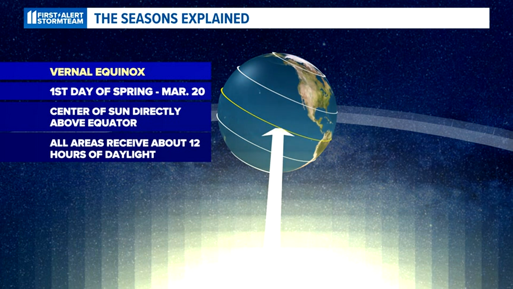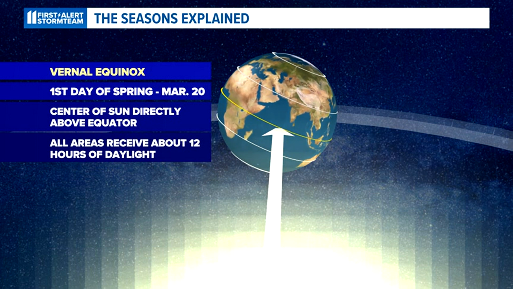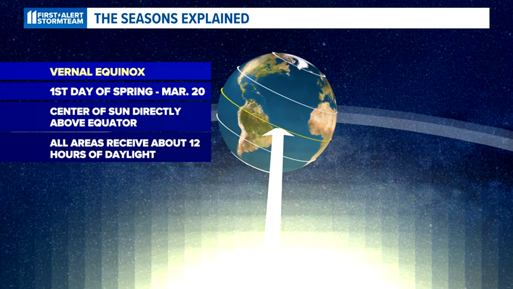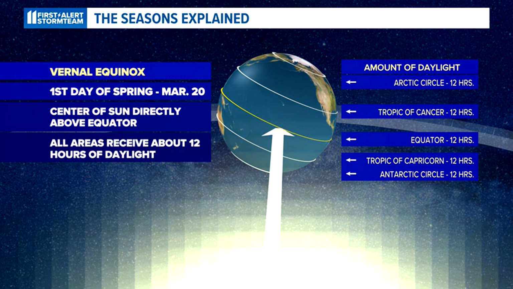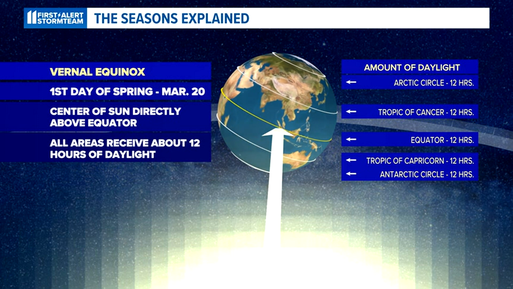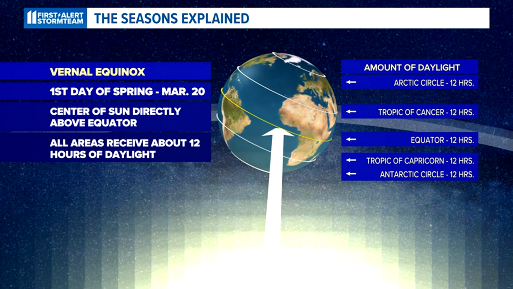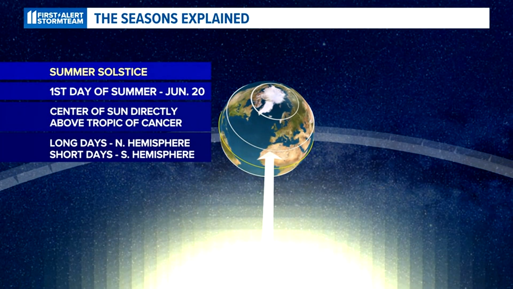And during the spring and fall equinoxes, neither of Earth's poles, so the North Pole or the South Pole, is facing directly toward the sun. So we're kind of perpendicular to the sun's rays, which is why we get those 12 hours of daylight. So about 12 hours of daylight at the Arctic Circle, at the Tropic of Cancer, the Equator, Tropic of Capricorn, and the Antarctic Circle.